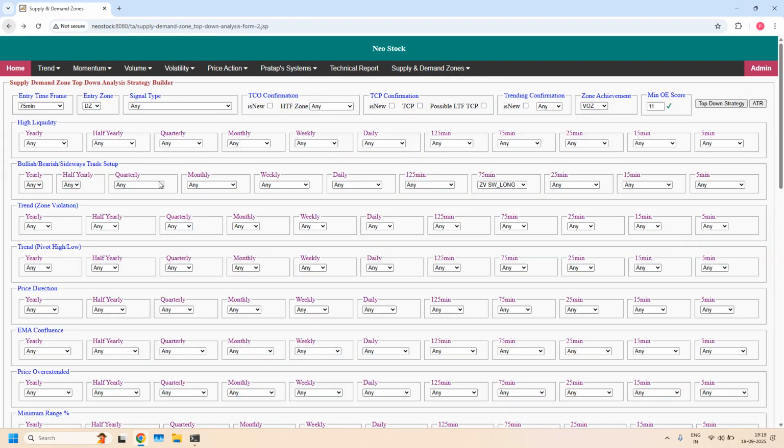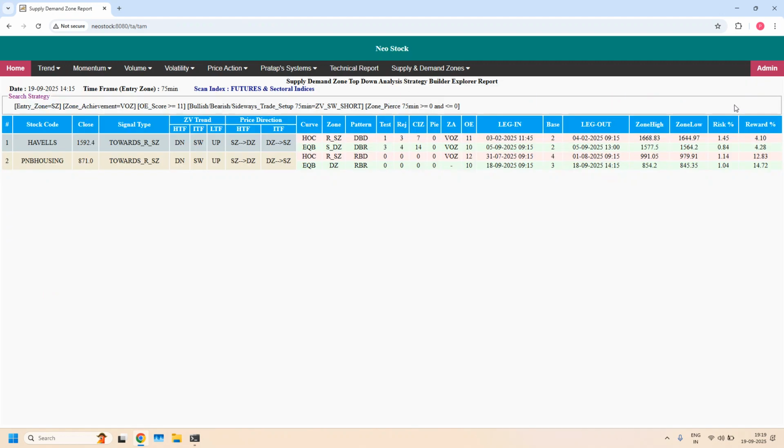Next, sideways short trade setup. 75 minutes supply zone, here sideways short. Let's filter. We got again 2 stocks. But now entry time frame zones are 75 minutes supply zones. You can plan trades on these zones only if lesson 30.3 video checklist items are satisfied, because it is a sideways trade setup. Otherwise, higher chances of zone violation.